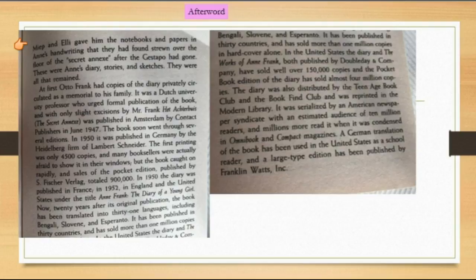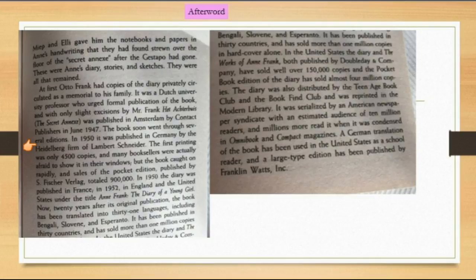At first, Otto Frank had copies of the diary privately circulated as a memorial to his family. It was a Dutch university professor who urged the formal publication of the book, and with only slight excisions by Mr. Frank, it was published in Amsterdam by Contact Publishers in June 1947. The book soon went to several editions. In 1950, it was published in Germany by the Heidelberg firm of Lambert Schneider. The first printing was only 4,500 copies, and many booksellers were actually afraid to show it in their windows. But the book caught on rapidly, and the sales of the pocket edition, published by S. Fischer Verlag, totaled 900,000.